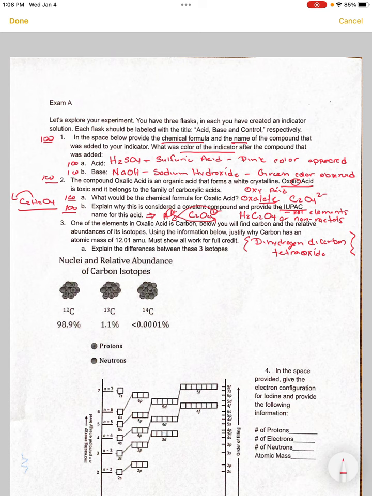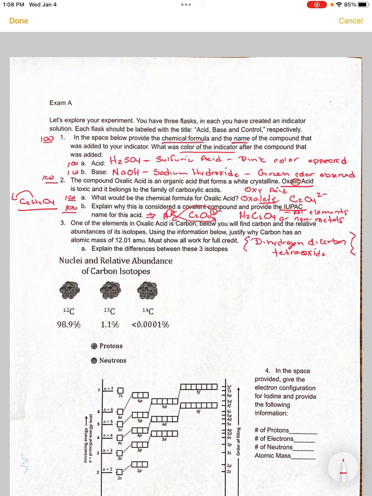Okay, so that was number 2. Those were 2 very simple questions. If you had reviewed your polyatomic ions and gone through the process, this should have been 2 easy hundreds. Okay, one of the elements in the oxalic acid is carbon. Below, you'll find the carbon and the relative abundances of its isotopes. Using the information below, justify why carbon has an atomic mass of 12.01. You must show your work for full credit.